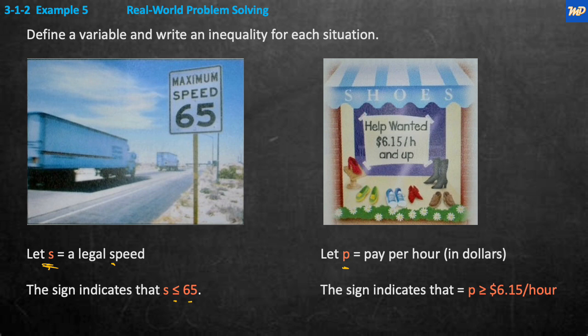It says that you can make 6.15, so that would imply a dot because 6.15 is included. It includes 6.15 and up. The 'and' means you include the 6.15. And 'up' means anything higher than 6.15. So what do we have? P is greater than or equal to 6.15. It can be 6.15 or it can be greater than $6.15 per hour.